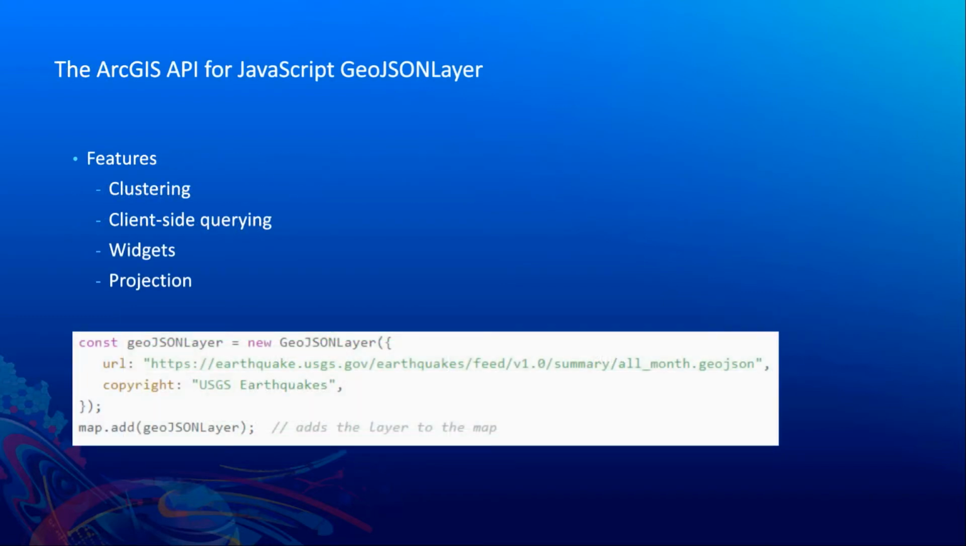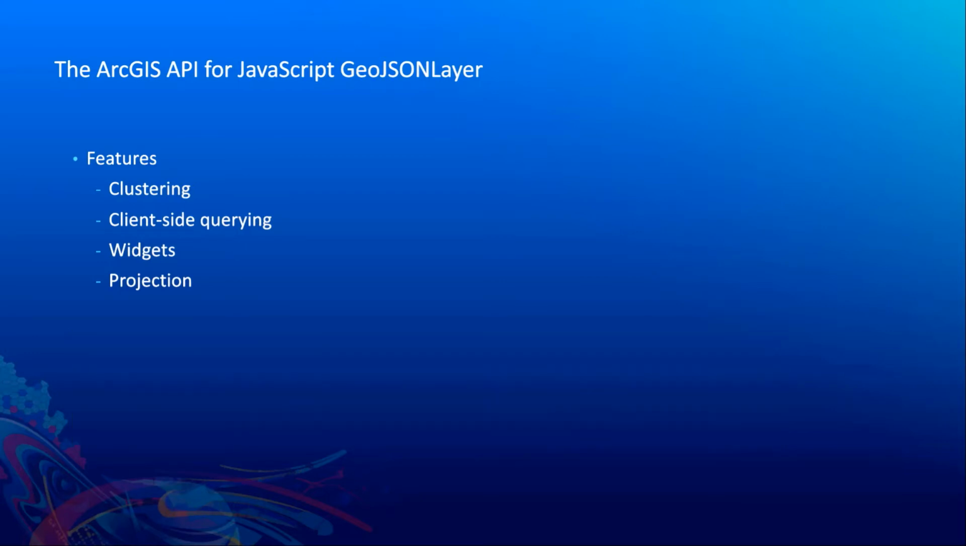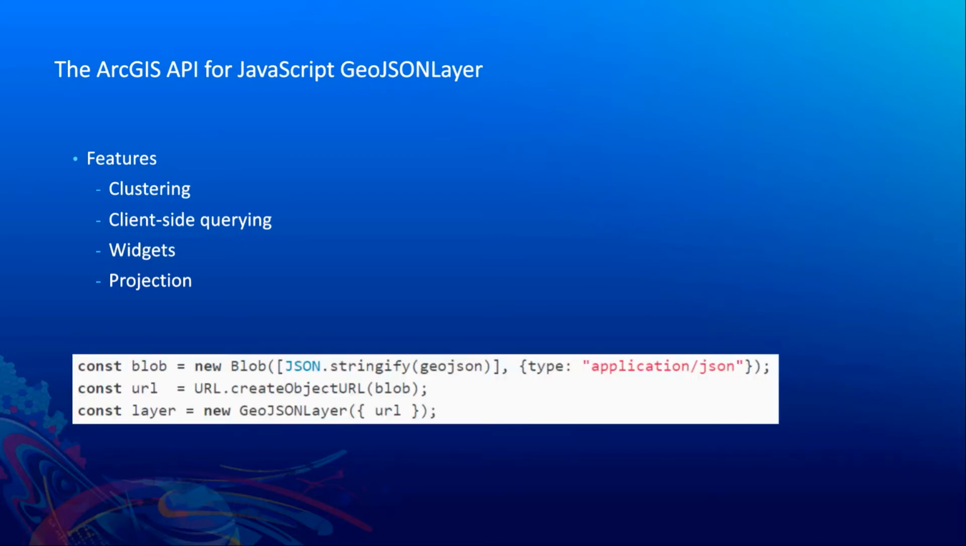The API provides a GeoJSON layer to fully support GeoJSON data sources. The layer allows you to load the data by referencing a URL, as you can see here. If you'd rather load a GeoJSON object into the layer, you can do that by creating a blob. We won't get into much detail with this alternative workflow, but if you're curious as to how you can use a blob to load GeoJSON objects, you can take a look at our blob sample demo that will be provided with the rest of our demos for this presentation.